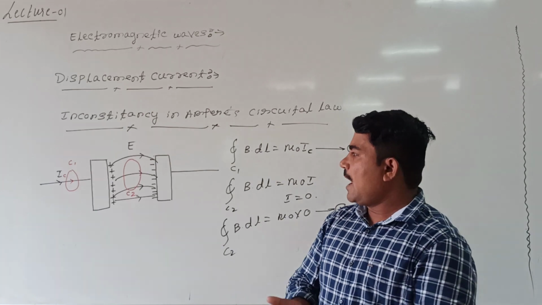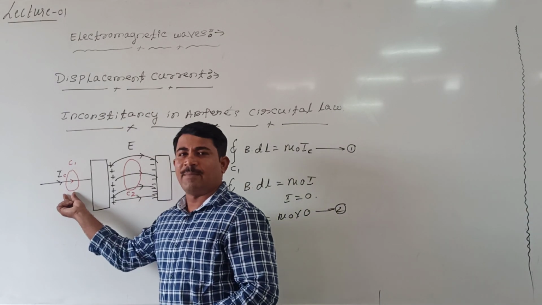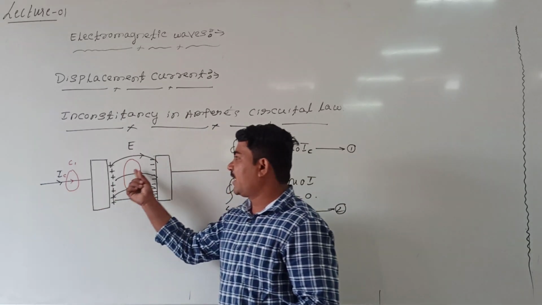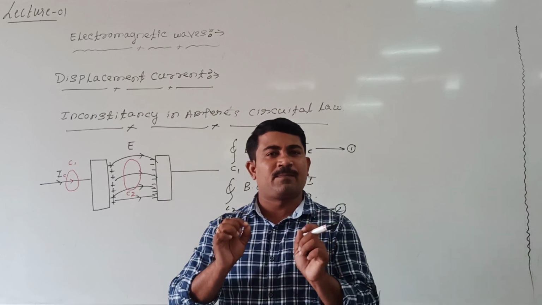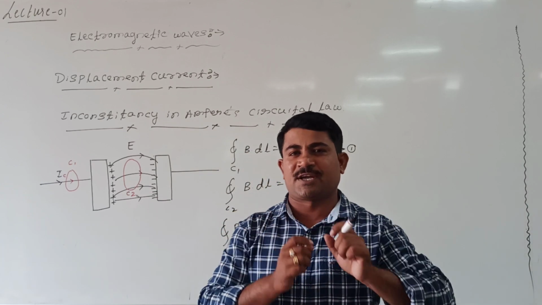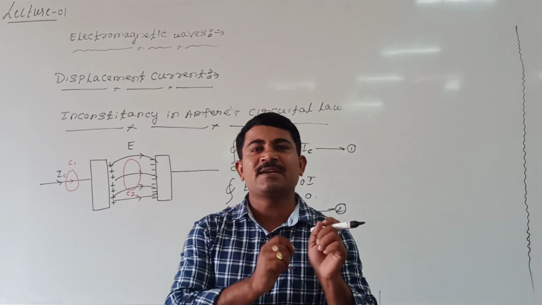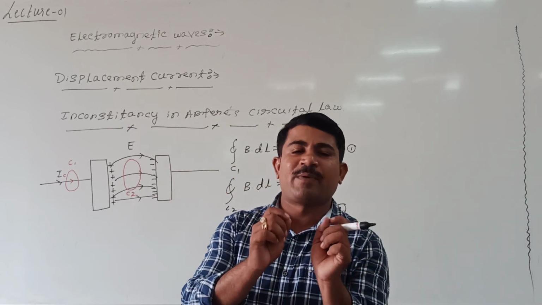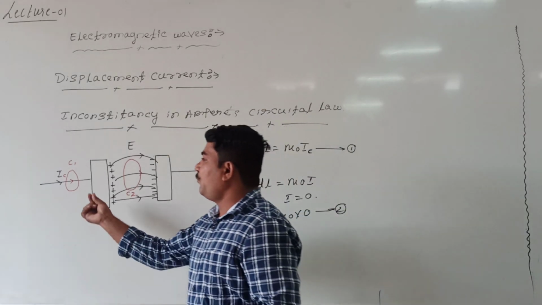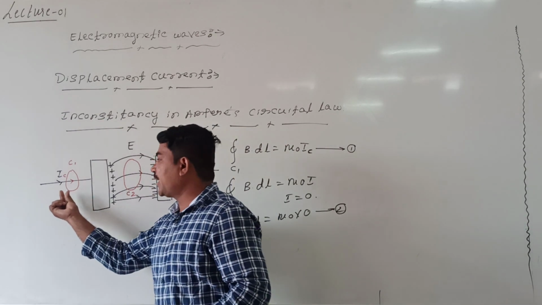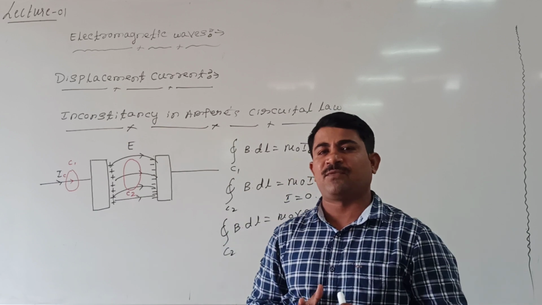I mean, Ampere's Circuit Law is only valid wherever the current is constant. I mean, the electric field is constant. But wherever the electric field is variable, there Ampere's Circuit Law is unable to find the magnetic field due to changing current. This inconsistency was argued by James Maxwell. He argued that due to flow of charges, conduction current flows.